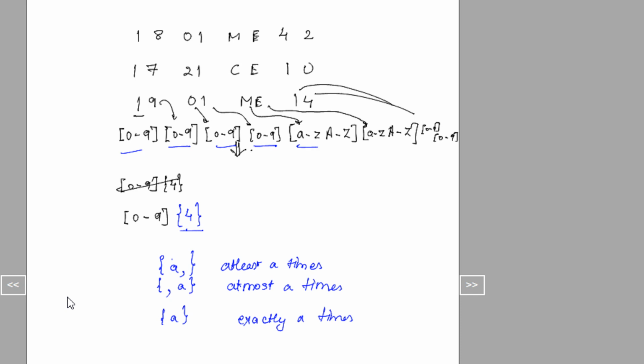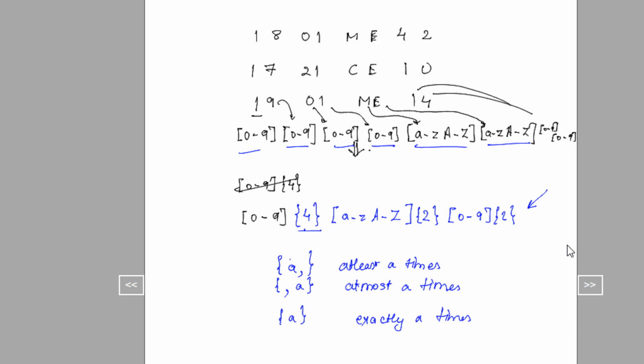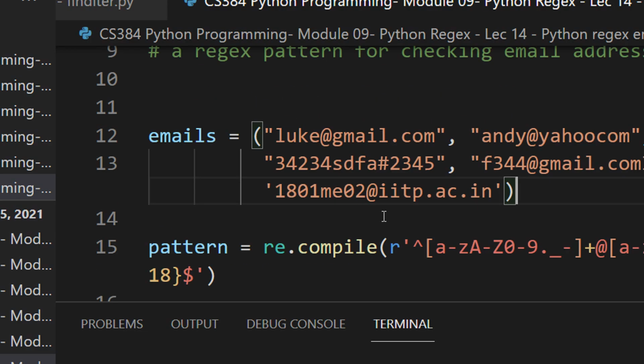And then you can see the same expression is repeated, A to Z, A to Z. So what will I do? Exactly 2 times. And then again, of course, 0 to 9 exactly 2 times. So this will basically match any roll number that is studying the Python course, right? It will match any course, any roll number that is a valid roll number in IIT Patna.